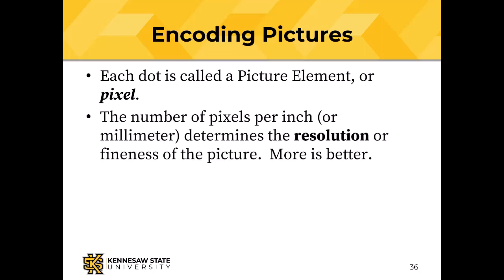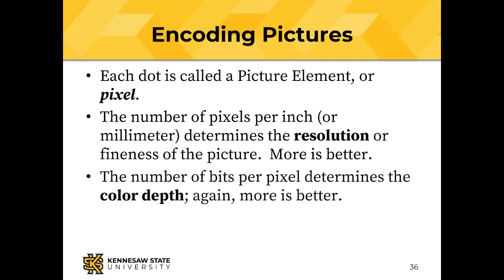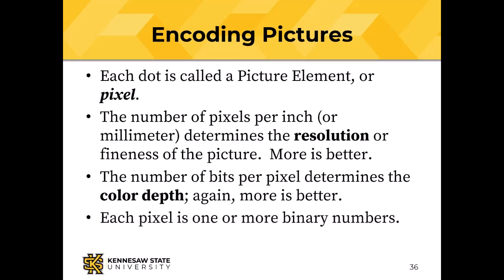The number of pixels per unit of distance, inches or millimeters, determines the resolution or fineness of the picture. There's an example coming up. More resolution, more pixels per inch, is better. The number of bits per pixel determines the color depth, that is, the number of colors that can be displayed, and once again, more is better. And each pixel is stored as one or more binary numbers.